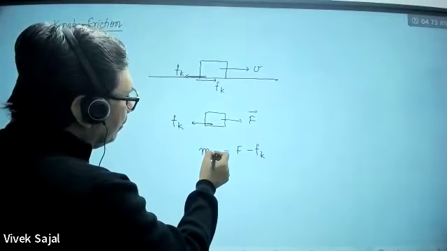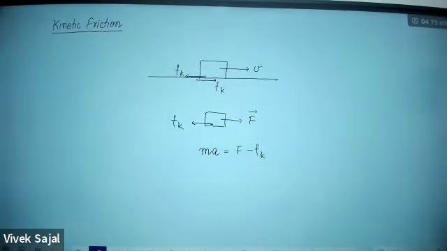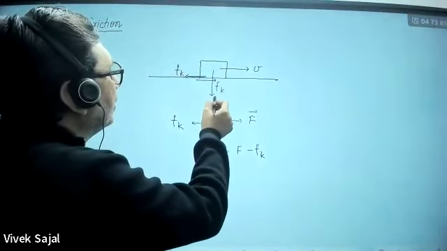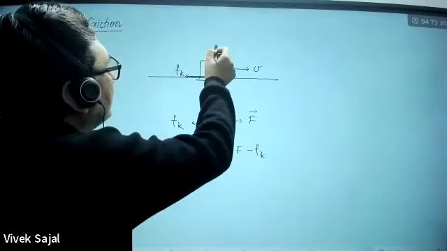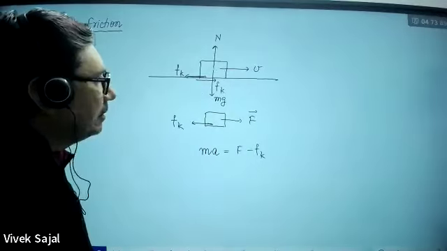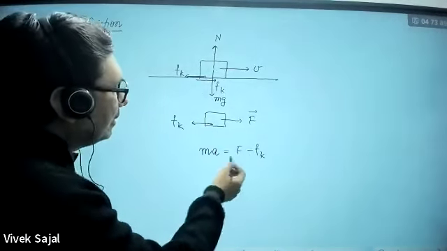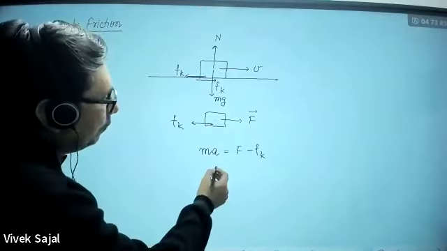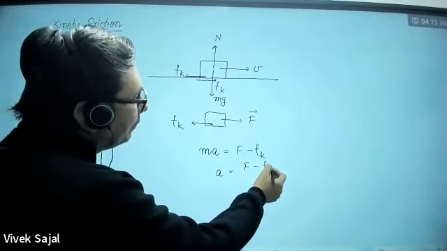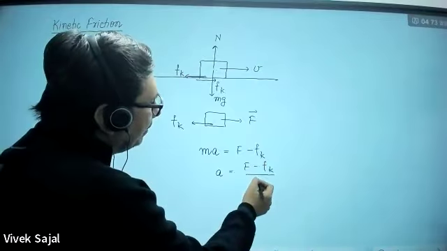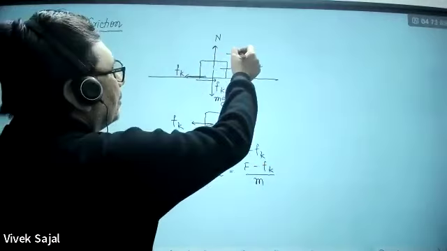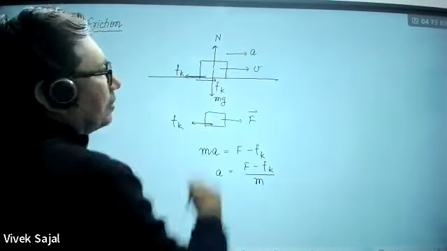This is mass into acceleration. Apart from this, this is weight mg, and this is N, the normal reaction. So F minus Fk will be this. So what will be the acceleration of the block here? That is F minus Fk divided by m. So this will be the acceleration of the block.